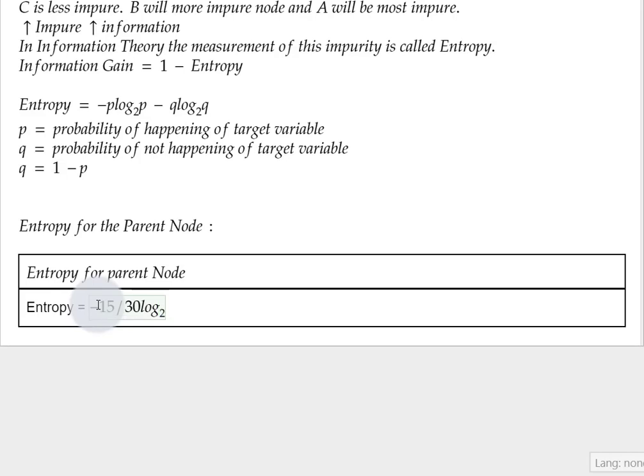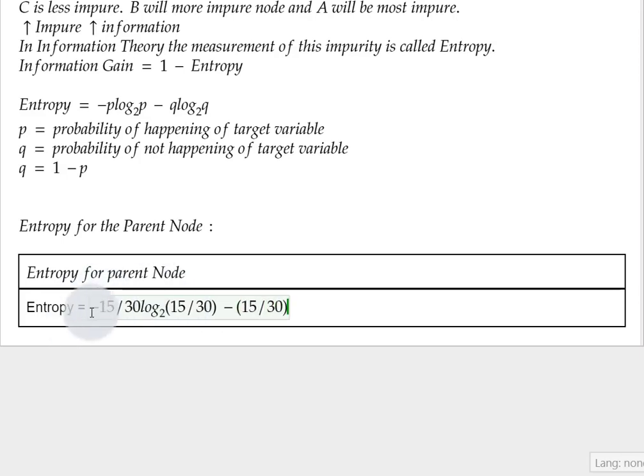Again p means 15 over 30 here, right? Then we have another minus, and q will be the probability of not playing cricket, the not-happening of the target variable. Again, there are 15 students who do not play cricket, because we have 30 students in total, and among them 15 play cricket. So q will again be 15 over 30, correct?